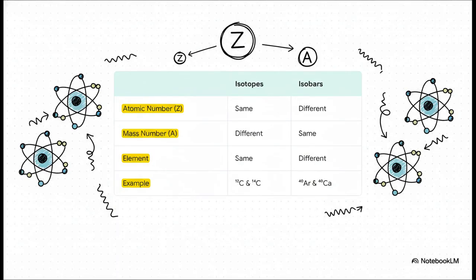Now, I want you to pay close attention here, because telling the difference between isotopes and isobars is a very common exam question. Let's break it down. For isotopes, I want you to remember the P in isotopes stands for same protons. They have the same atomic number Z, but a different mass number A. They are atoms of the same element. Now for isobars, think of the A in isobars standing for same A, or same mass number. They have a different atomic number, but the same mass number. And they are atoms of different elements. A perfect example is argon and calcium. Both have a mass number of 40, but they are totally different elements. Argon has 18 protons, while calcium has 20.